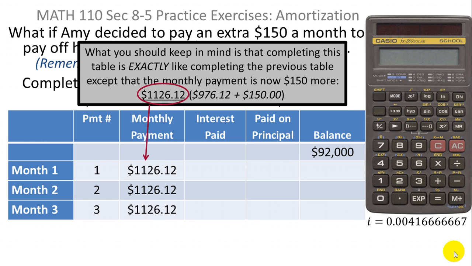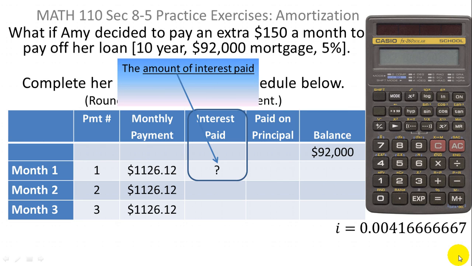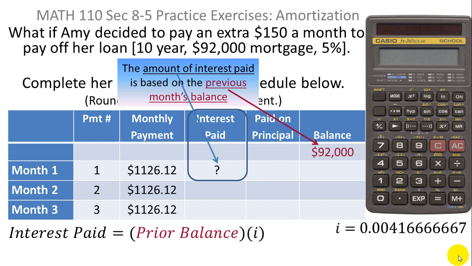Okay, and we also know the interest rate per month that we had already calculated earlier, and since the interest rate does not change, this number is still valid. So let's go forward. We know that the amount of interest paid, we did this quite extensively in the other video. The interest paid is simply the amount of the previous month's balance, which in this case is $92,000, times the interest rate per period.